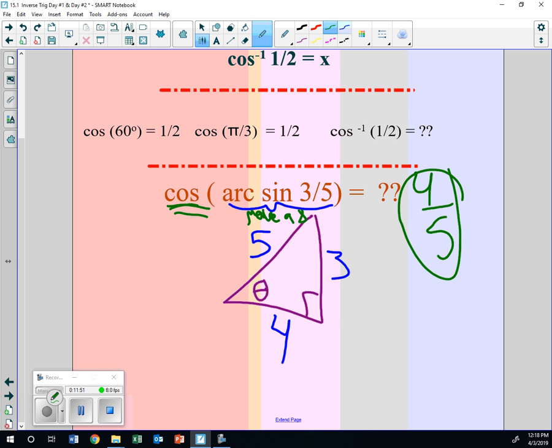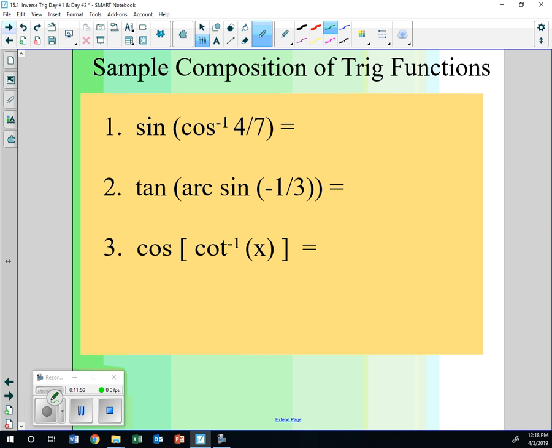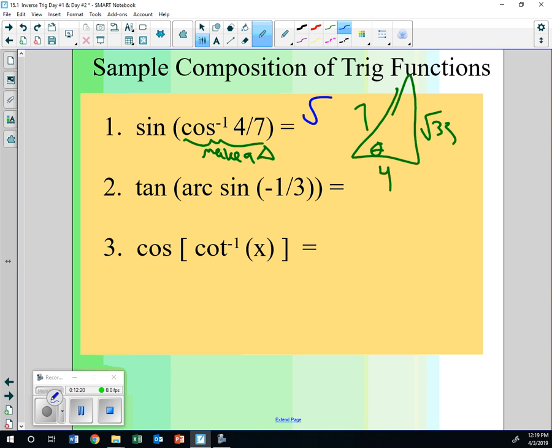Okay. Let's try another one. Go down to this one here. Sine of cosine inverse of 4/7. You have this inverse, it means you can make a triangle. So you make the triangle. Cosine 4/7. 49 minus 16 is 33, square root of 33. What is the sine of this triangle? Square root of 33 over 7.